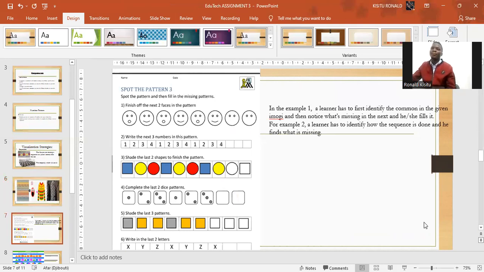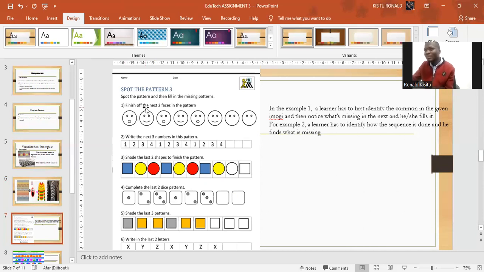Now, number pattern. After knowing the sequence, you can easily identify the number pattern. For this one, spot the pattern and then fill in the missing patterns. Finish off the next two phases in the pattern.